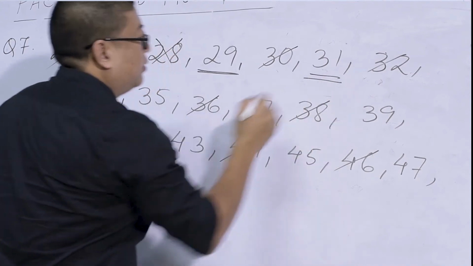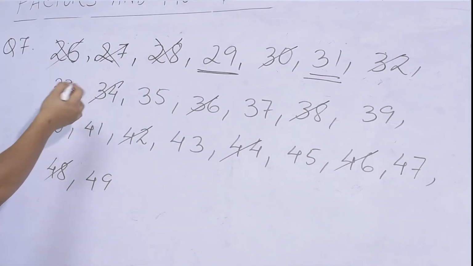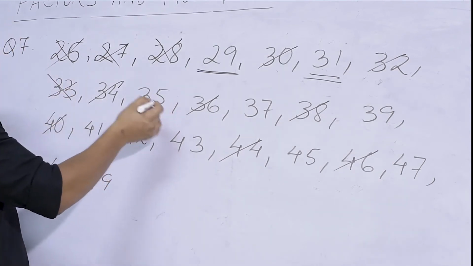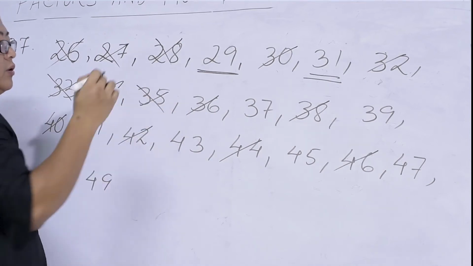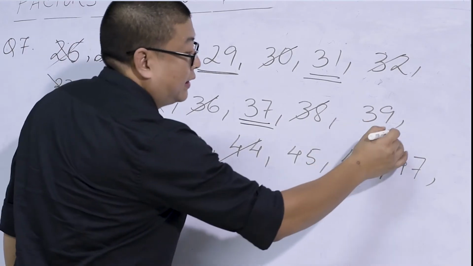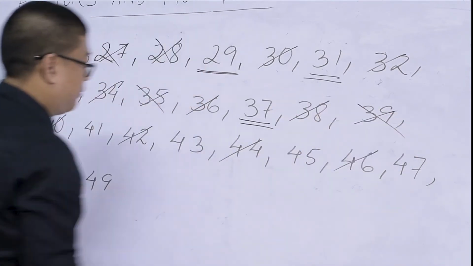31 also. 33, 1 into 33 is 33. 3 into 11 is 33. So this is also not a prime number. 35, 1 into 35 is 35. 5 into 7 is 35. So this is also not a prime number. 37 is a prime number. 39, 1 into 39, 13 into 3. So this is also not a prime number.